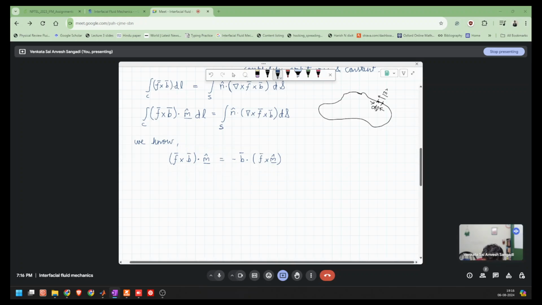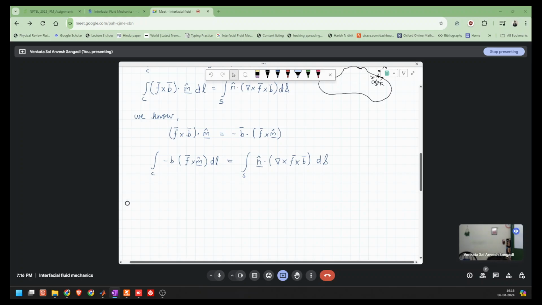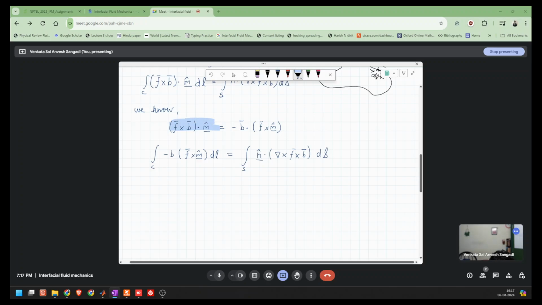So we'll substitute firstly this into our expression. Then we have minus b and vector integral dx. We have substituted the result.